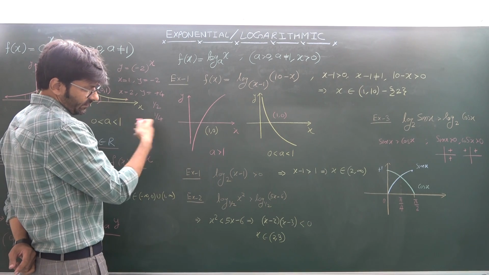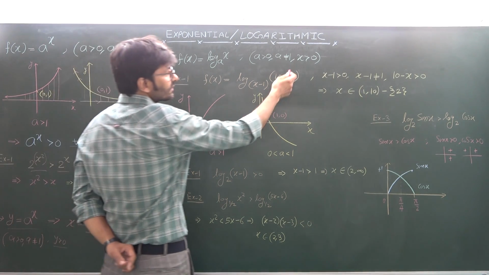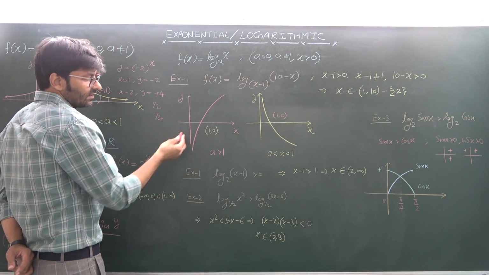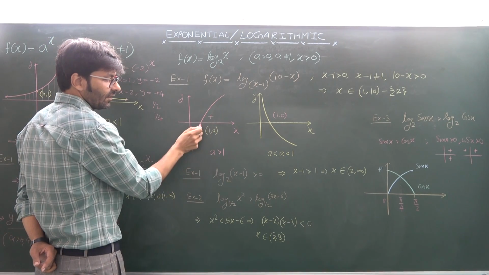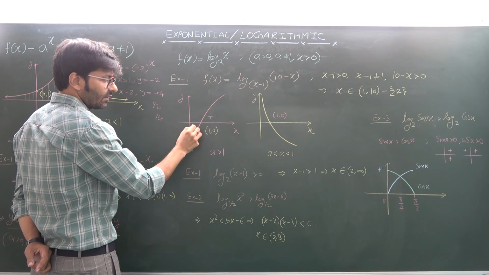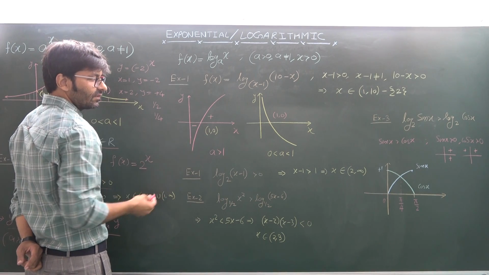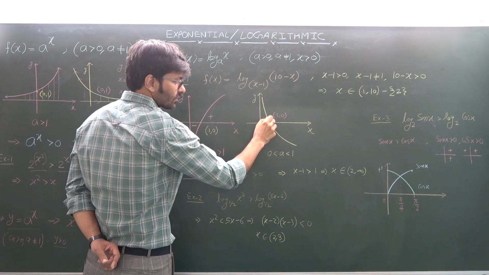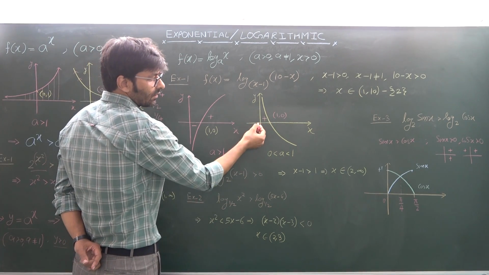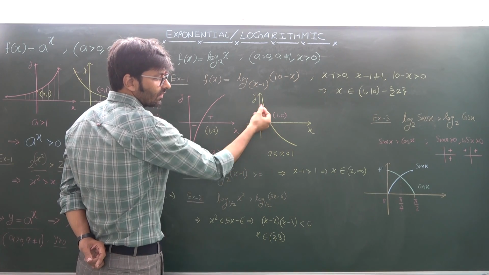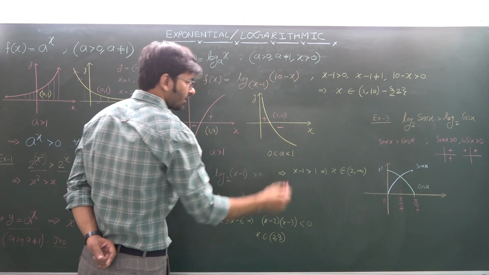The graph does not exist on the negative side of x because of this condition. This graph is positive when the number is greater than 1 and negative when the number lies between 0 to 1. This one is just opposite. If the number lies between 0 to 1, log is positive, otherwise negative.